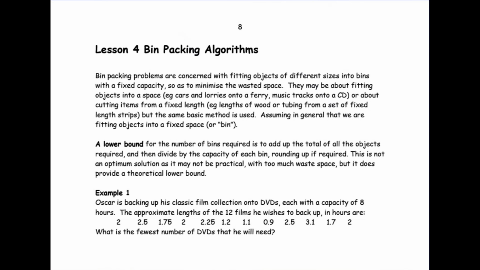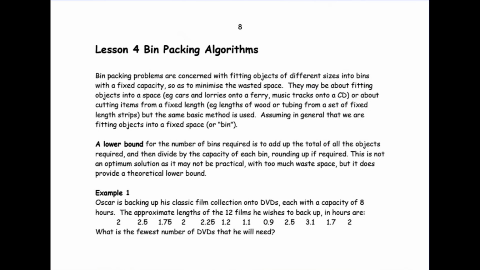Bin packing problems are not to do with literal bins, it's to do with fitting things into things that have a certain limited amount of space. So it could be big containers that have a certain capacity. It could be music tracks onto a CD, cars onto a ferry, which are ones we're going to look at. It could be cutting lengths of wood from a big length of wood or something like that.